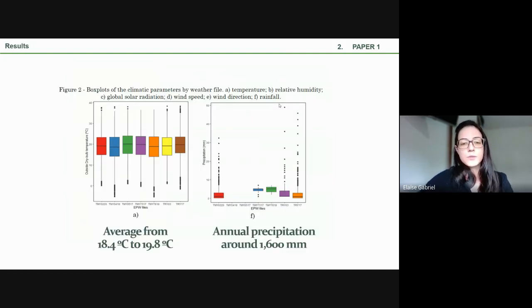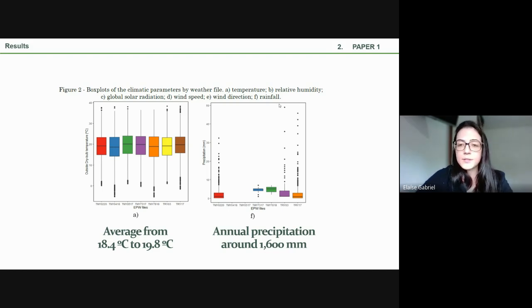So for the results, I want to highlight the temperature and the precipitation comparison, because those 2 values are the most significant in the weather file. So the temperature, when we compare to the other files, we can see that the values are pretty similar in all the weather files, with average temperatures ranging from 18.4 to 19.8 Celsius degrees. And this result can indicate that the 2 weather files that we developed in the study are consonant with the previous files that the city already had. And there were no errors in temperature.